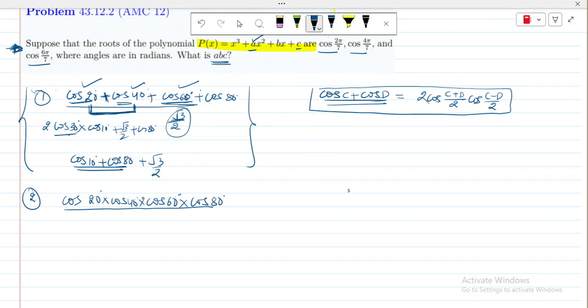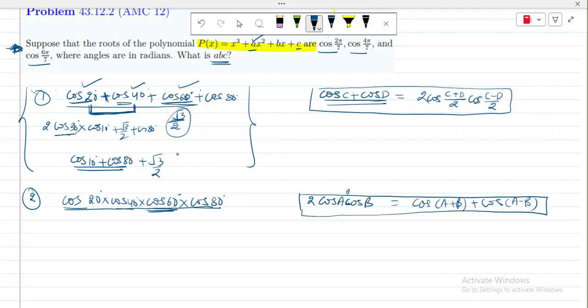Cos A plus B plus cos A minus B. Yeah, very good. So you'll be applying this formula, very obvious, okay? So whenever you have a product, you need to apply this formula. So easily you can write this. Here you know the value of cos 60, so you can directly write what? Cos 60 is half.